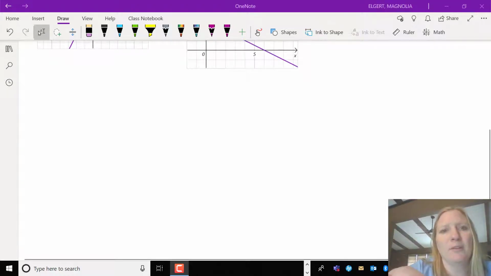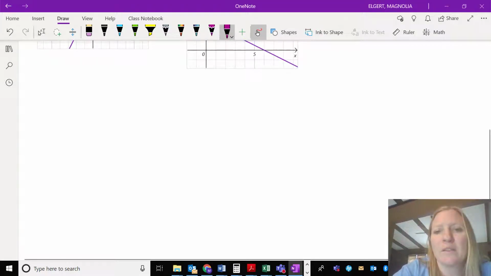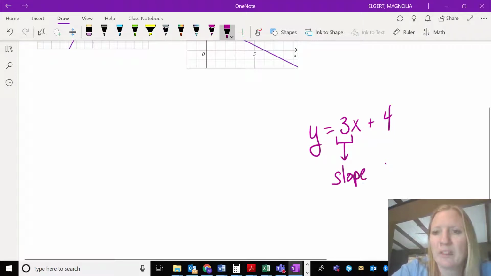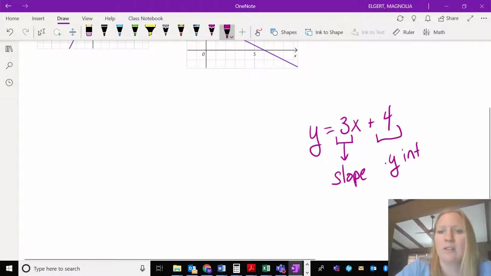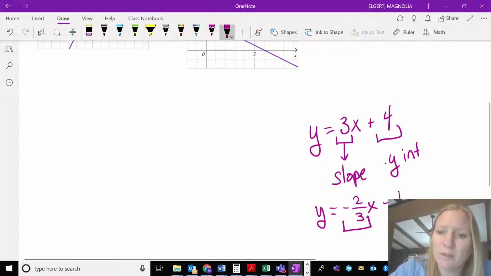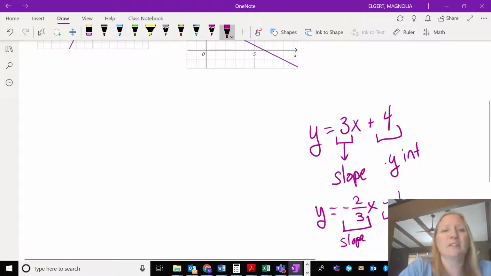So a big part of this year, we talked about lines and how we graph lines and how we look at lines. So when we had lines like y equals 3x plus 4, remember the 3 that was with the x is the slope of the line, and the 4 is the y-intercept of the line. Or you could have y equals negative 2 over 3x minus 1. So the slope would be negative 2/3. The y-intercept would be negative 1. So we looked at how to do that. We looked at how to graph them.